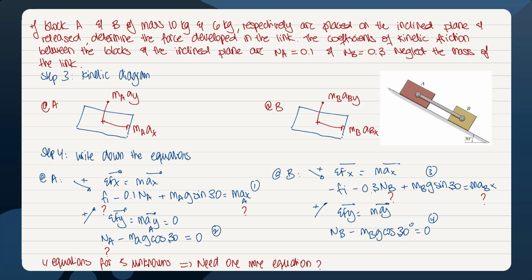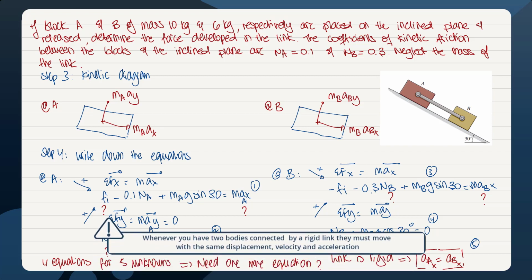Now, as I have said before, whenever you need an additional equation, you can look to the kinematics. But here there's a hint and an additional equation that comes outside of the kinematic equations and actually comes from the fact that the link is rigid. And you should remember that for future problems. Whenever you have two bodies that are connected with a rigid link, they must move at the same rate. So one can write that a_Ax is equal to a_Bx.